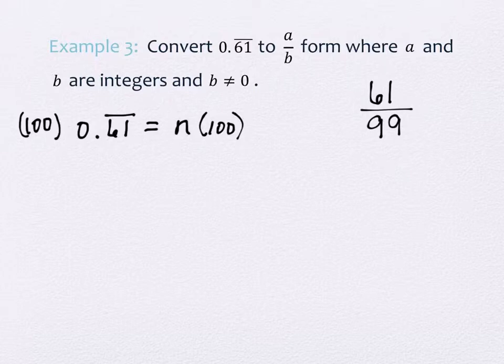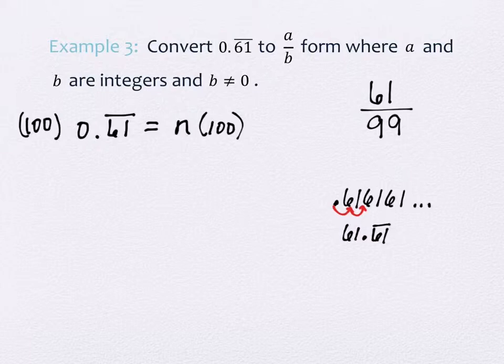Okay, so when I do that, remember, this is actually 61, 61, 61, and it keeps going, dot, dot, dot here. And if I multiply by 100, we know that moves my decimal point 2 to the right. So this will become 61 now, but then I'm going to have the same 61 repeating in the exact same location I had it before. So on the left-hand side, I now have 61.61 repeating, and it equals 100n.